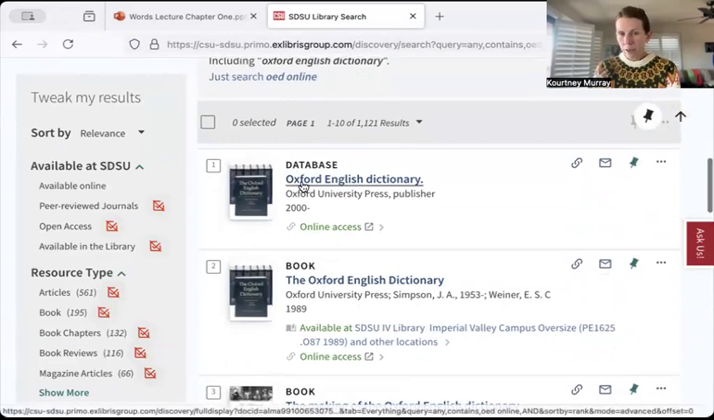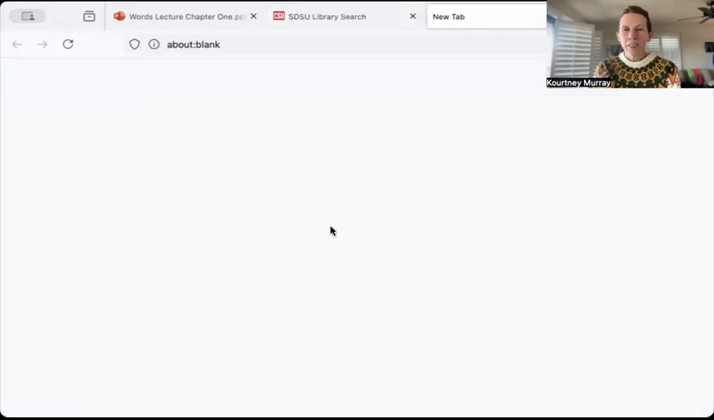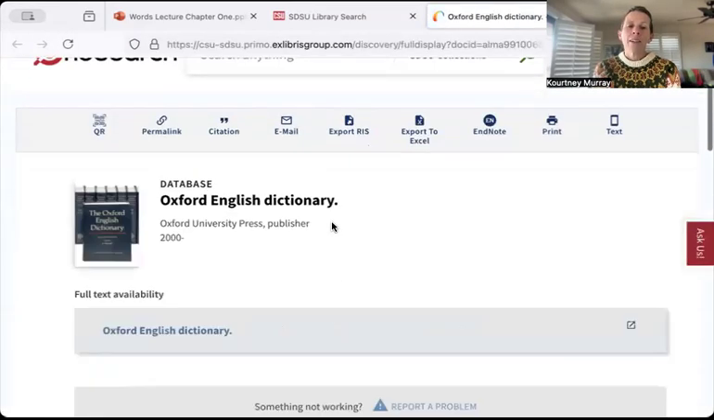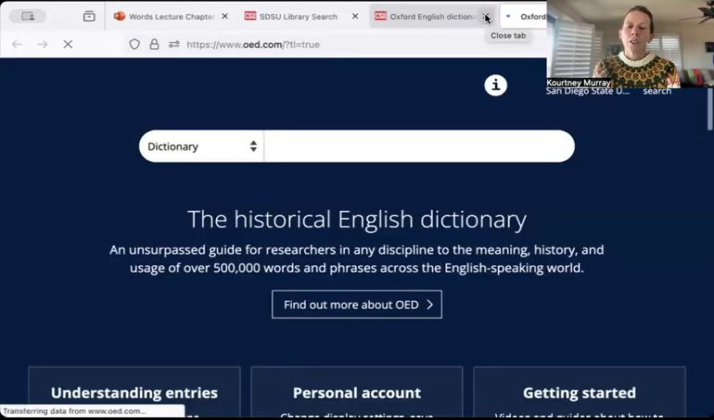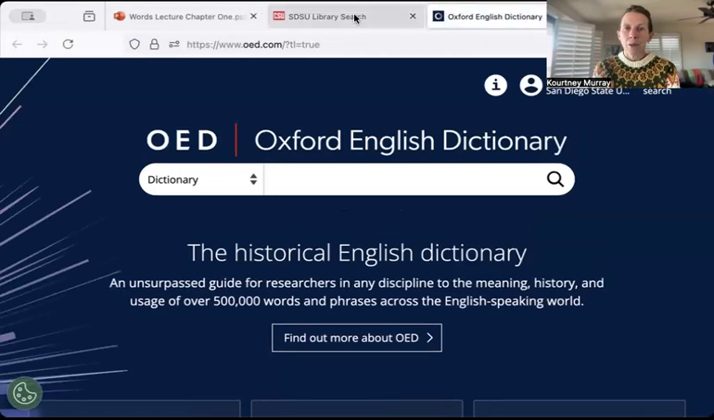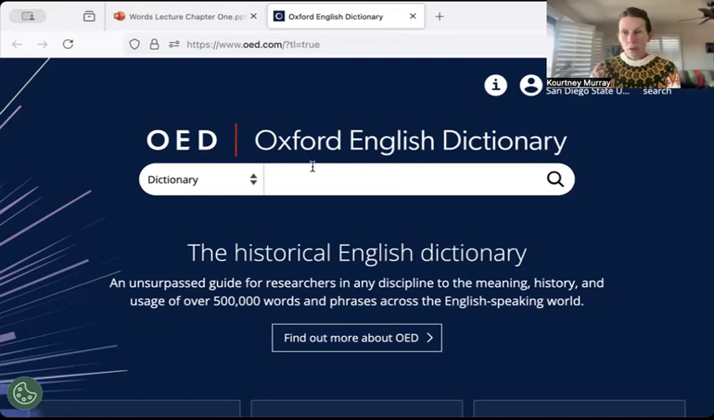It says database, Oxford English Dictionary, and you can click on this link and it'll take you right there. Hopefully this will work. It takes a minute because the library has to log in to the system. You know that you're in the system because you're signed in as San Diego State. If you're on campus, it'll be fine; otherwise you need a VPN. And this is just the ideal way.